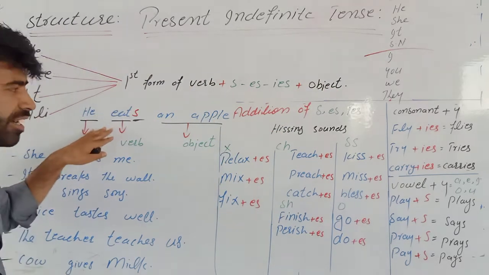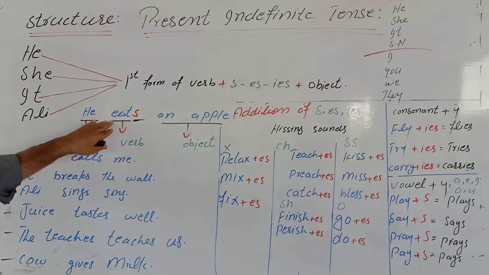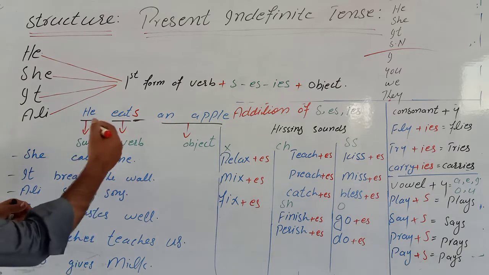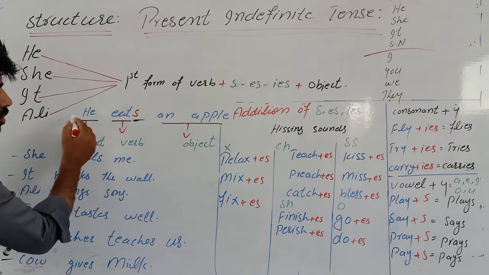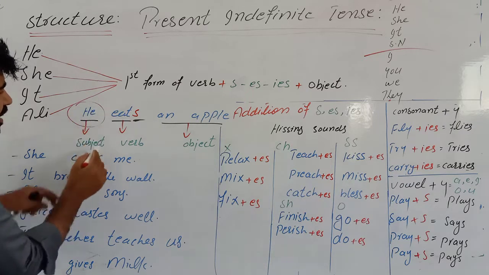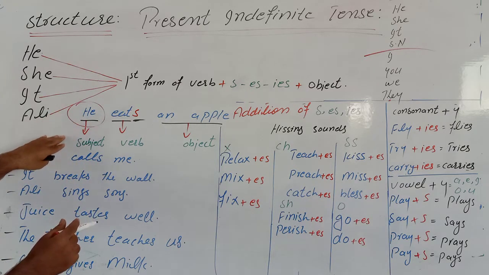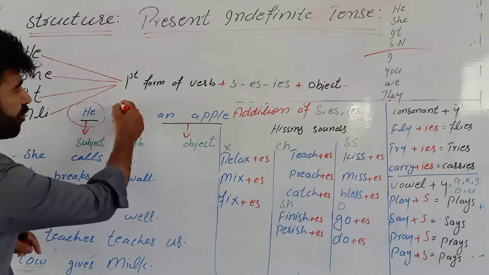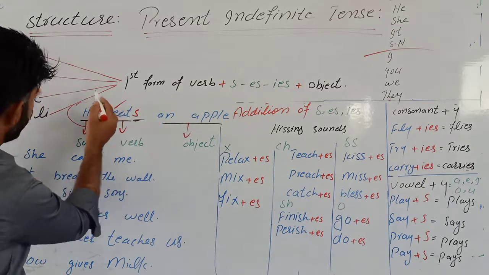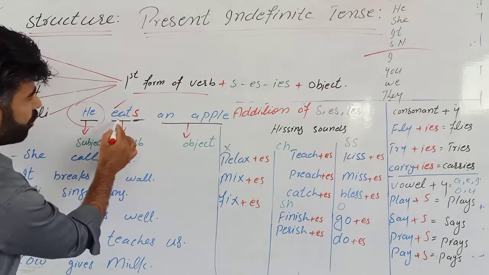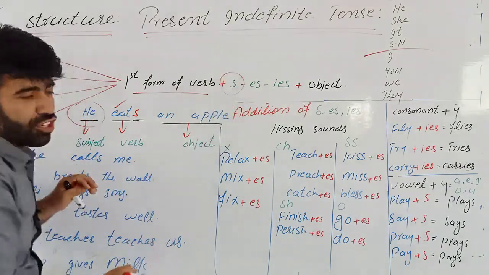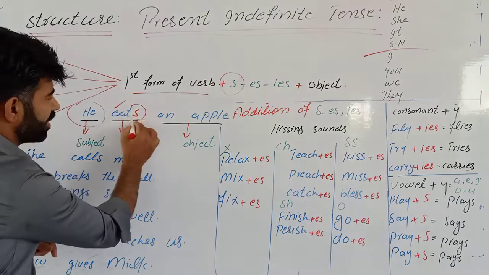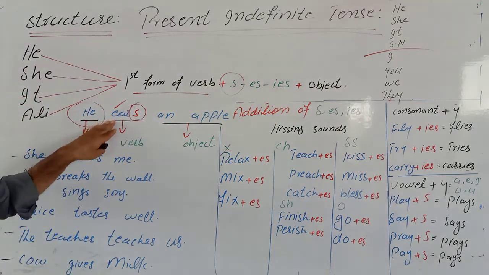So, for example, here is a sentence: he eats an apple. If we try to understand each part of this sentence, the first part is the subject. He is the subject, this is the pronoun, and here comes the verb. Here it is he, and this is the first form of the verb. And here we talked about this addition of s, es or ies, and you can see this addition of s with the first form of the verb.